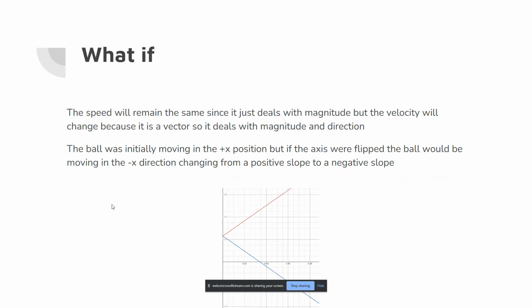So in the what-if scenario, if the axes were switched, the speed would remain the same because it's a magnitude, but the velocity would change because it's a vector and deals with magnitude and direction. So if the ball was moving in the positive x direction, it would flip and go in the negative x direction instead, changing the positive slope to a negative slope.